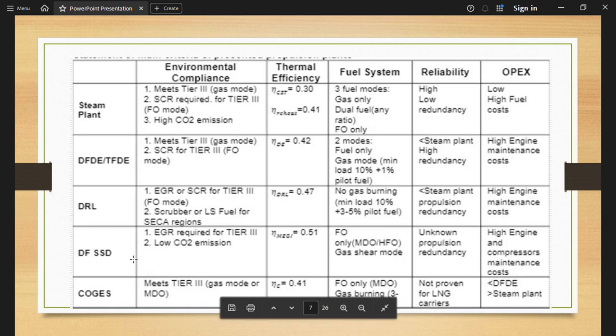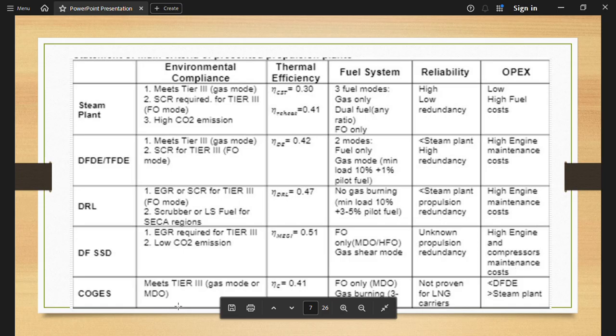Now in this engine, EGR is required for tier 3, low CO2 emission, 0.51, and then fuel oil only, MDO, HFO, gas share mode, unknown propulsion redundancy, high engine and compressors maintenance cost. So here both engine and compressor maintenance cost will increase.